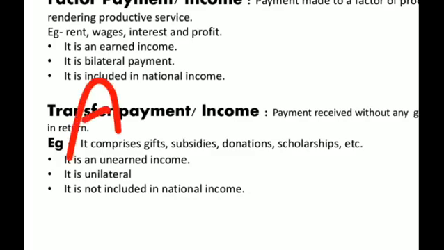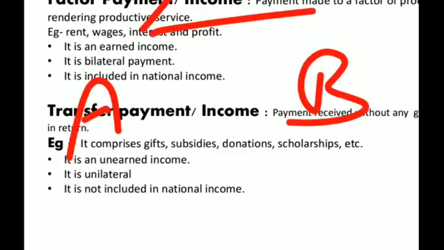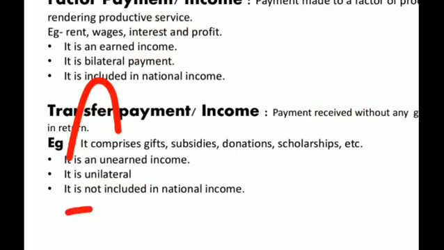Person A has done nothing for B, but B is giving him money for doing nothing. So it is unilateral, one way. So that's why it is not included in national income. So this is quite important.